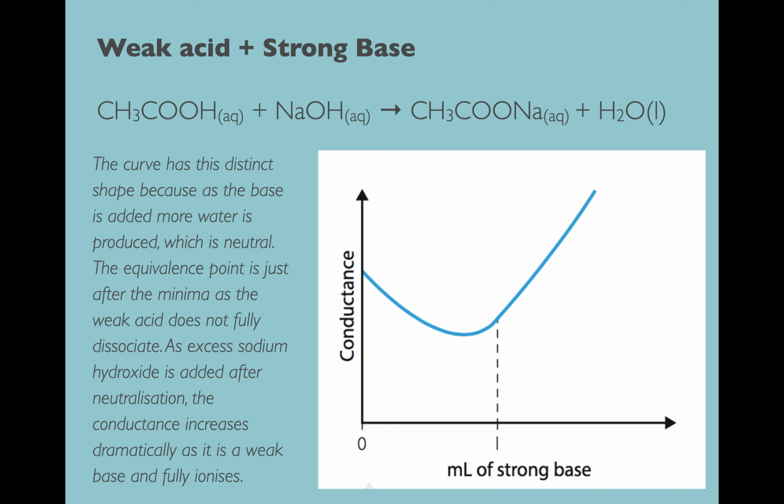Okay? So for a weak acid, strong base, the curve has a distinct shape. So it starts off at a medium because we've got a weak acid, only a certain percentage of that ionizes. And as we go along, that decreases because the base that we add in neutralizes. So we reach a minimum there. And after that, when we're adding more sodium hydroxide, the increase in concentration is steeper because sodium hydroxide fully ionizes.